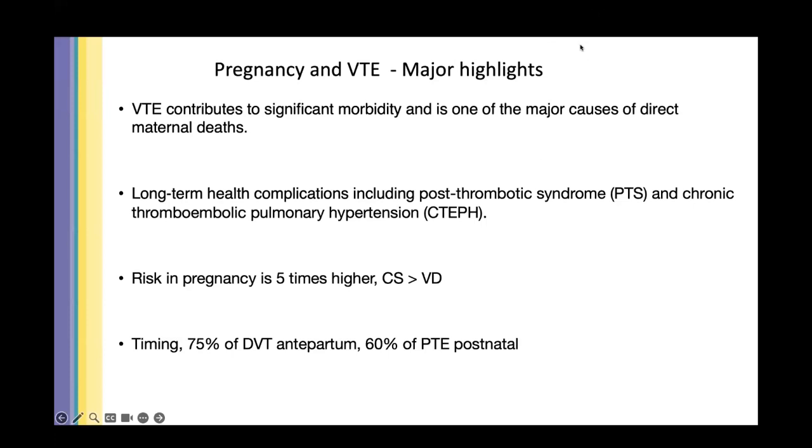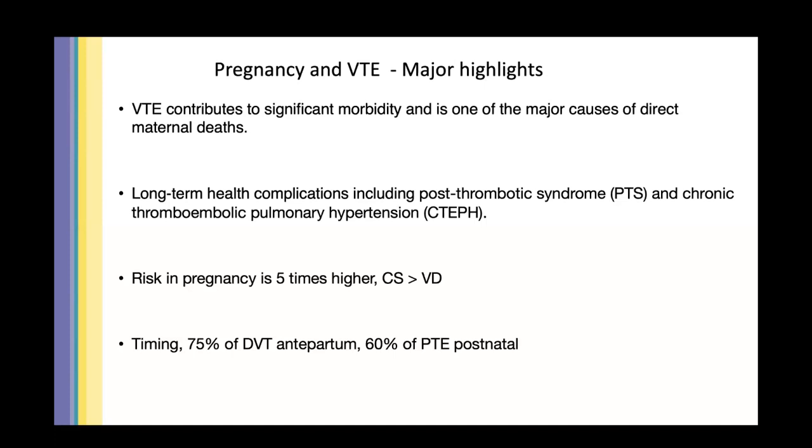So as we know, this particular problem is one of the major causes of direct maternal death. And one of the recent systematic reviews has shown that the prevalence of VTE in Africa is quite high. I'm going to give you some of the data. It's approximated that about a quarter to half of the patients who need to be exposed to prophylaxis do not actually get prophylaxis.